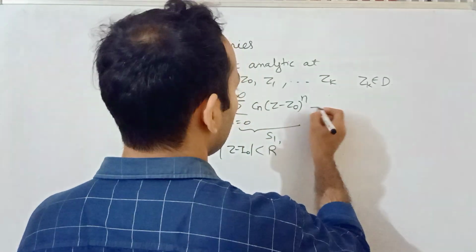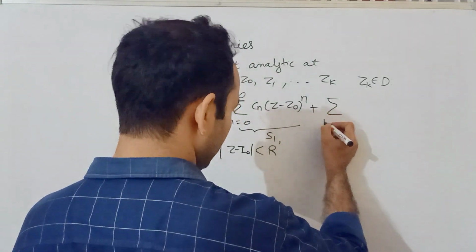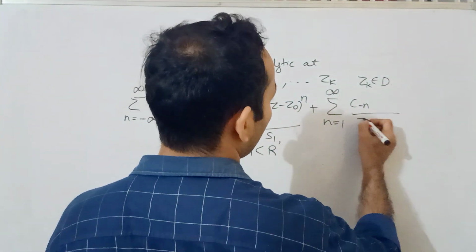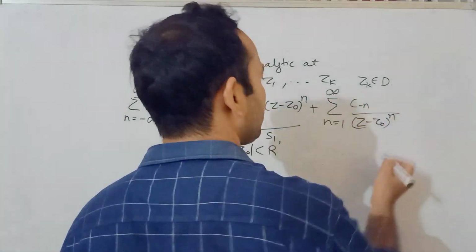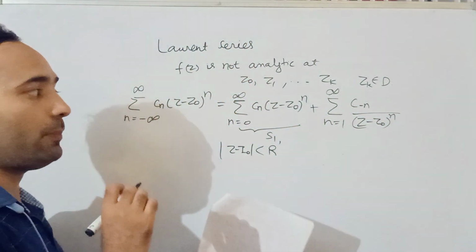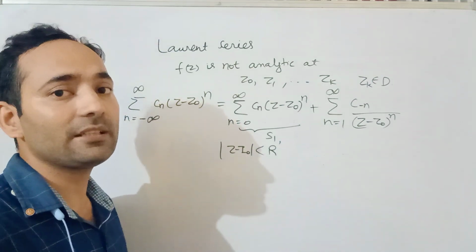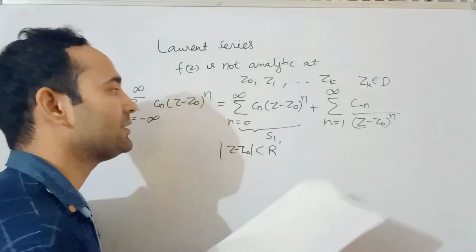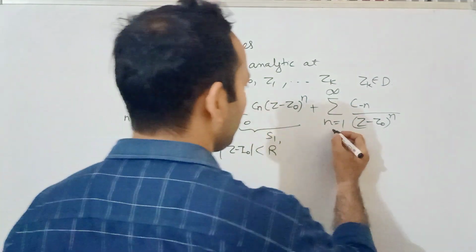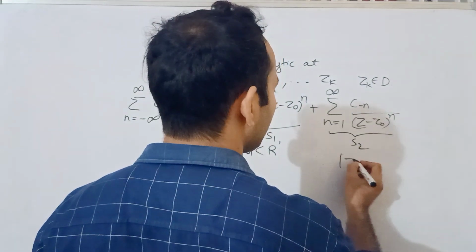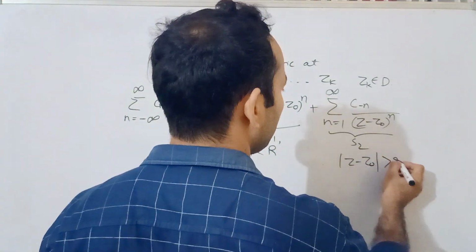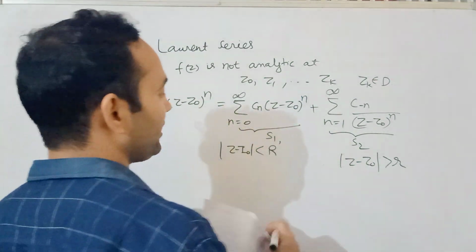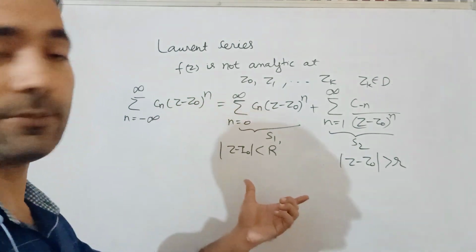The other component of the series is going to be the sum from n equal to 1 to infinity of c_minus n upon (z minus z0) to the power n. In the last video I told you that the power of z was not negative in a Taylor series or Maclaurin series, but here the power of z is going to be negative in this expansion. Let me call this series S2, whose radius of convergence is going to be this. For the total series, you have to find the values of small r and capital R. I have given some hypothetical values.